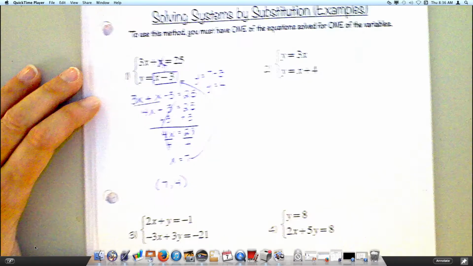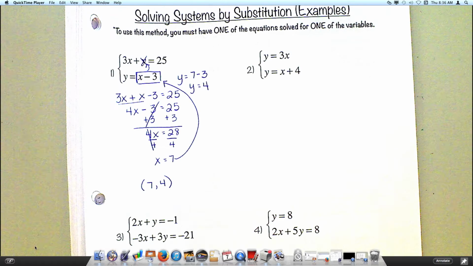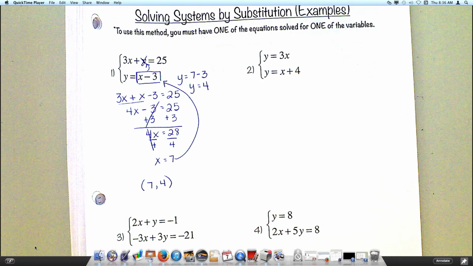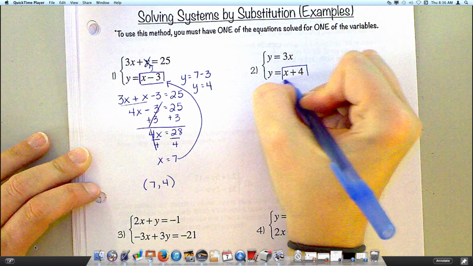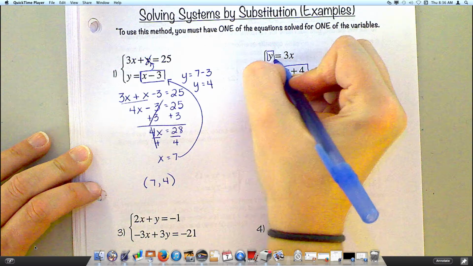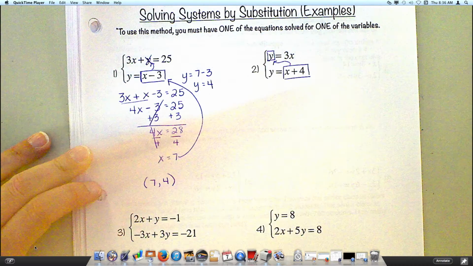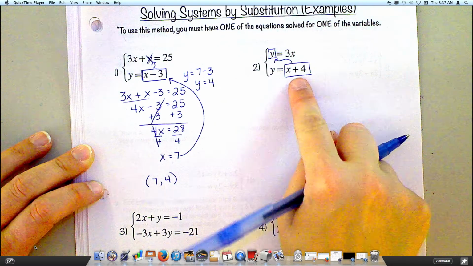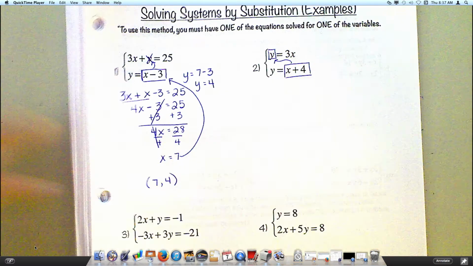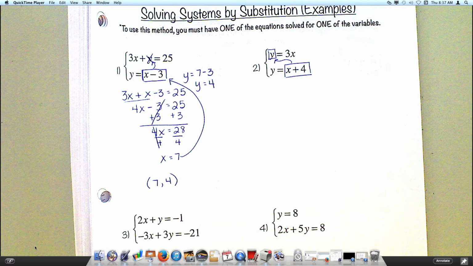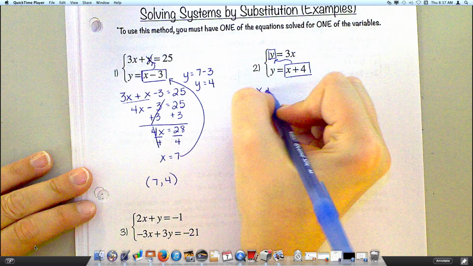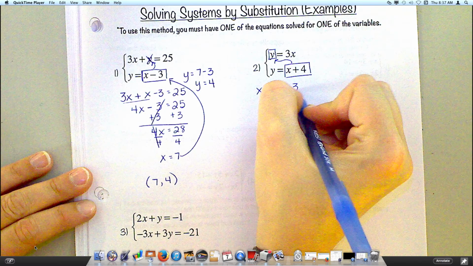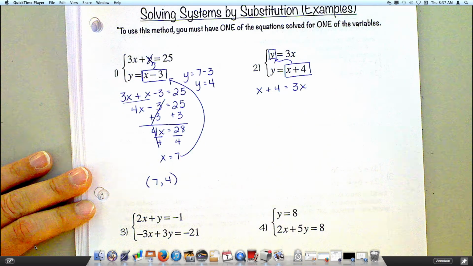Let's try this one. Do I have something by itself? Yeah, I actually have two somethings by themselves, right? That's fine. I'm going to take what y equals down here, x plus 4, and put it in place of y in the other equation. Okay? Because I'm saying this is the same as y, so I can use them interchangeably. So now this is going to look like x plus 4 equals 3x. Any questions about how I did that?